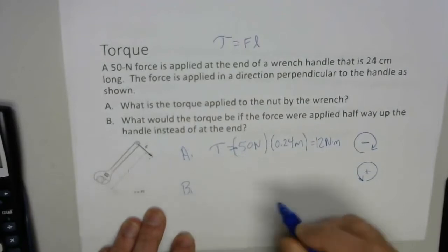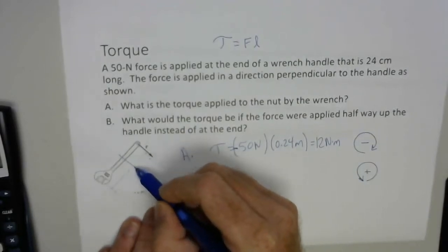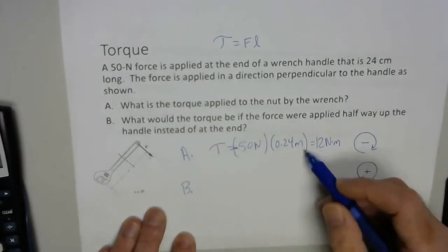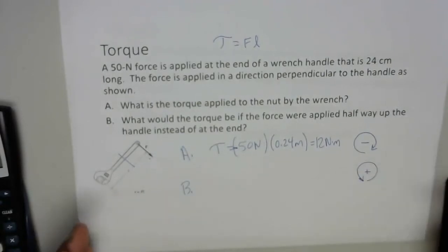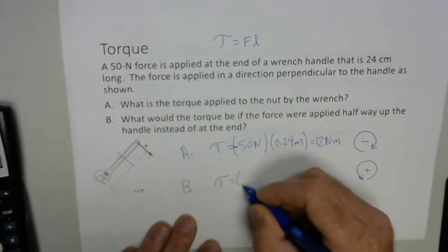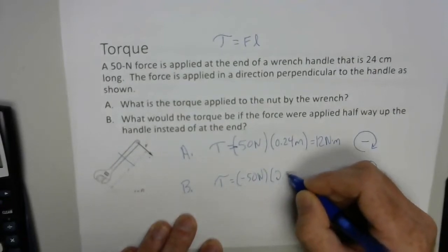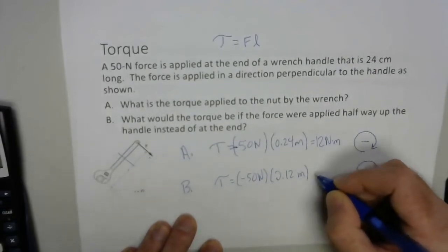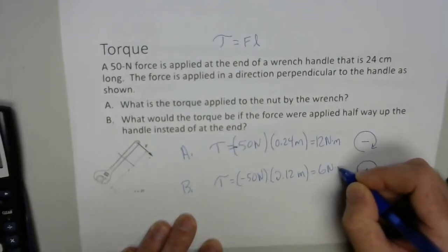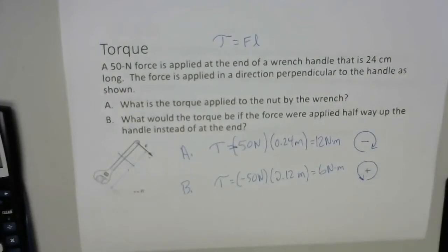So B, what would the torque be if it were applied halfway up? Halfway up would be half of that length. So guess what? The torque is going to be half as much. The torque is equal to negative 50 newtons times 0.12 meters, or 6 Newton meters, half as much. How far you are away, or the length of the lever arm, is very important to how much torque you get.